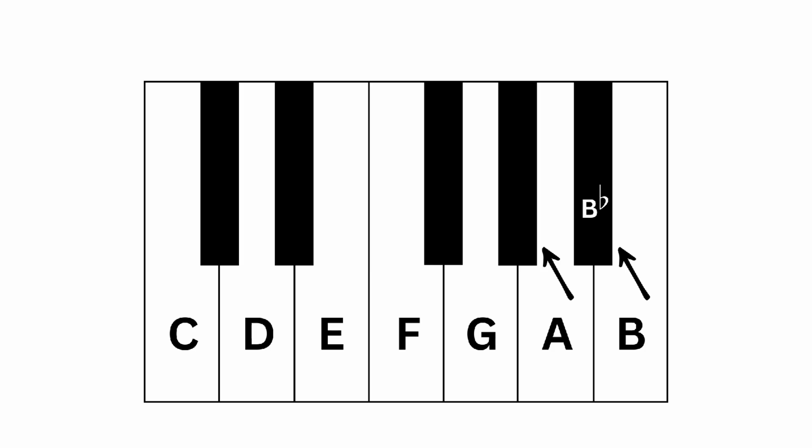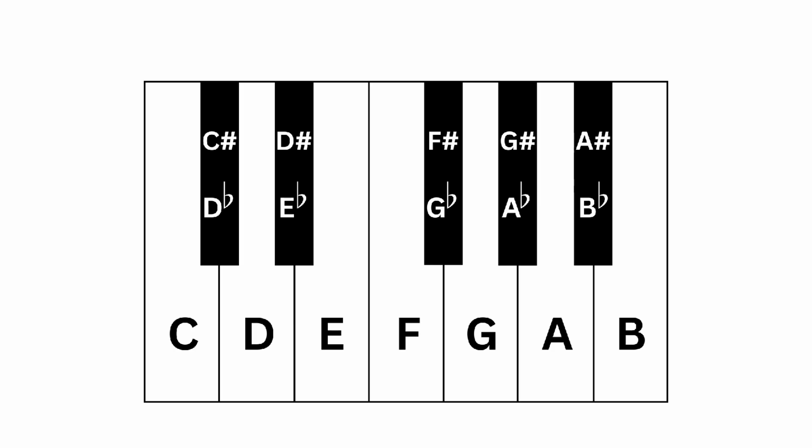A lowered by a half step becomes A flat. G lowered by a half step becomes G flat. And E lowered by a half step becomes E flat. D becomes D flat. So there you have it. When we move up the keyboard, we name each black key using its sharp name. When we move down the keyboard, we name each black key using its flat name.